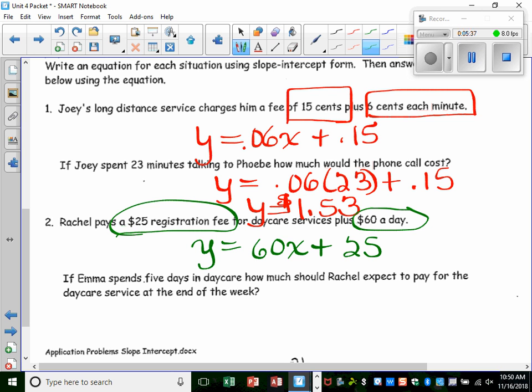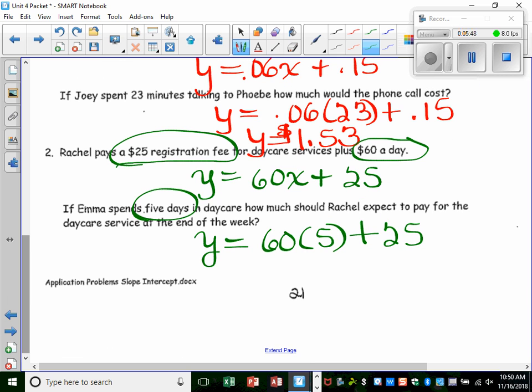So what do you think I'm going to replace 5 with? With what variable? With x. All right, with x. So how much money would she have to pay for daycare? Who has a total? Yes, all right, $325. Very good. I think you guys are getting the idea. All right, let's move on to the next page.